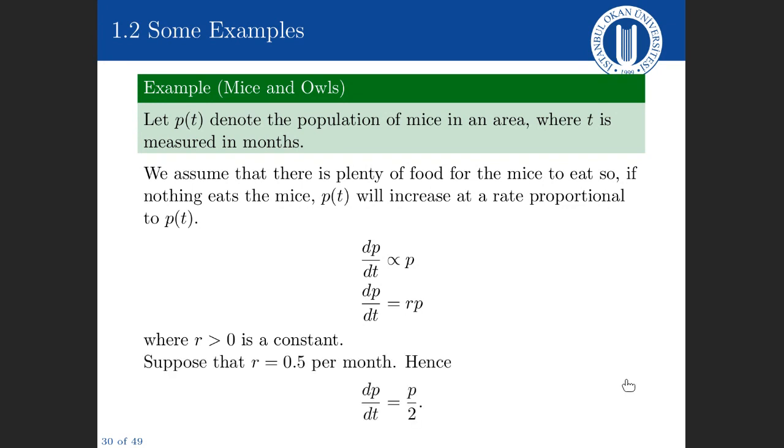And just to make this a little bit easier, let's put a number in. Let's suppose that r is equal to 1/2 per month. So we have dP/dt is equal to P over 2.